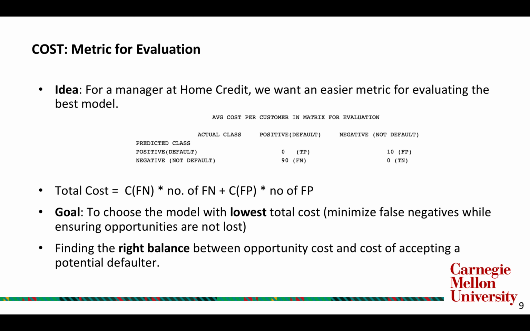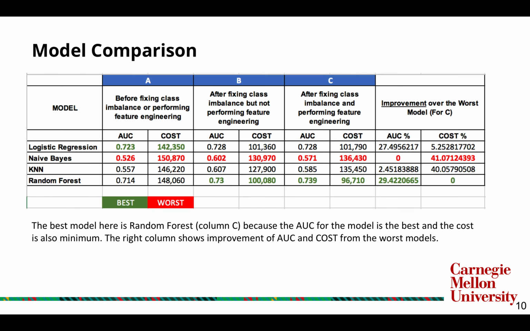One of the metrics that we came up with is cost. The idea is that for a manager at Home Credit, we want to make an easier metric for evaluating the best model. Here we are associating a cost of $90 on average for a false negative versus $10 as an average cost for a false positive. And the goal is to find the right balance between opportunity cost and cost of accepting a potential defaulter.